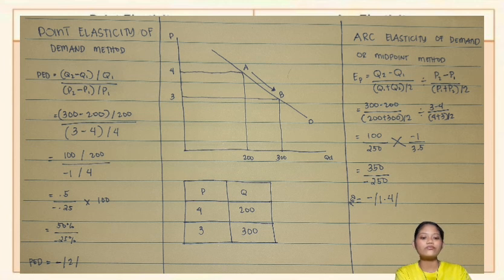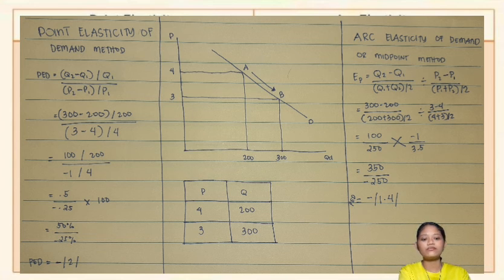So the answer of 300 minus 200 is 100, and 200 plus 300 is equal to 500 divided by 2, which is equal to 250. Next, 3 minus 4 is equal to negative 1, over 4 plus 3 is equal to 7 divided by 2. The answer is 3.5.